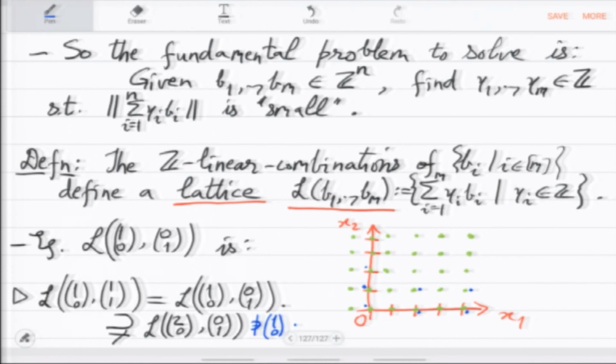So here pictorially it was easy to see, but as m or n increase, then it becomes a challenging question. You basically have to find the right integral combination so that the length is minimized. So that is called the shortest vector problem, SVP.